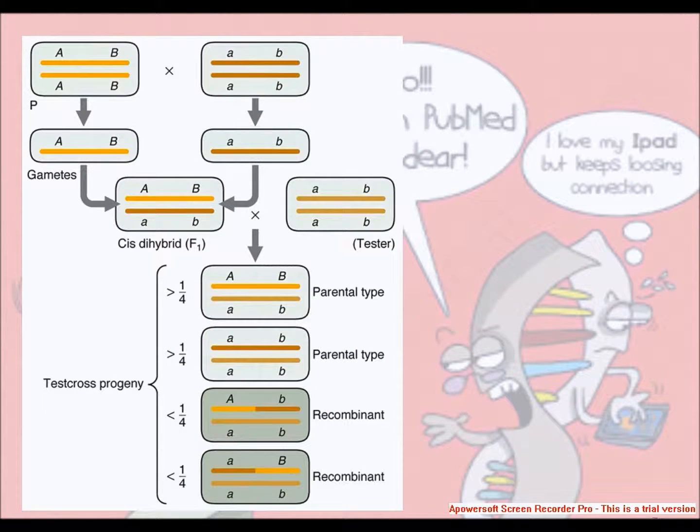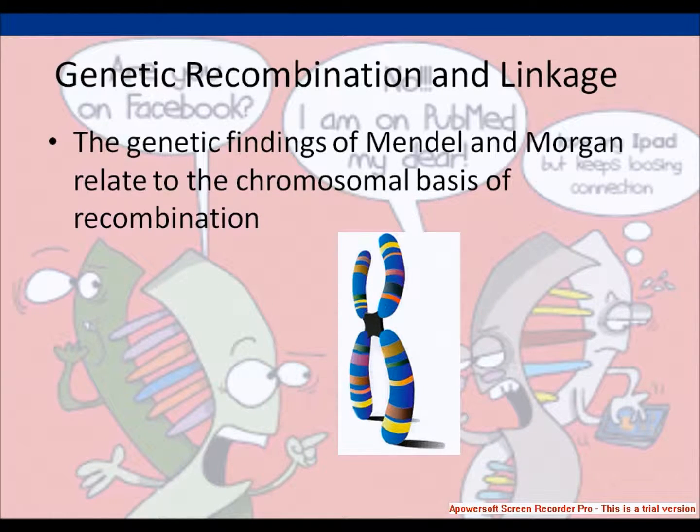In this case, the two gametes form the F1 generation, and after the F2 generation test cross progeny, 1/4 parental of two kinds and 1/4 combination of recombinant chromosomes are produced. Now, genetic recombination and linkage. The genetic findings of Mendel and Morgan related to the chromosomal basis of recombination.